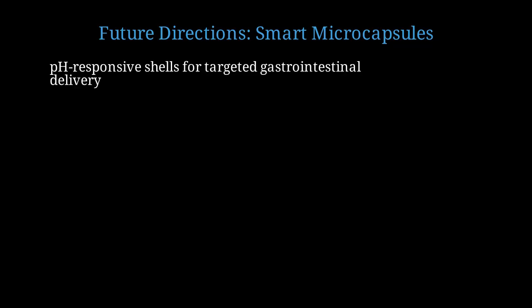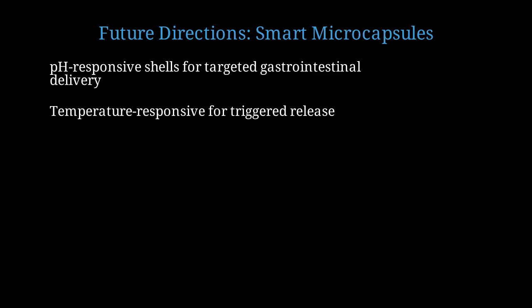pH-responsive shells that dissolve in specific pH ranges enable targeted drug delivery in different parts of the gastrointestinal tract. Temperature-responsive polymers like poly-N-isopropyl acrylamide undergo phase transitions at body temperature, enabling heat-triggered release. Enzyme-degradable shells can respond to specific biological signals, releasing their payload only in diseased tissue where certain enzymes are overexpressed.